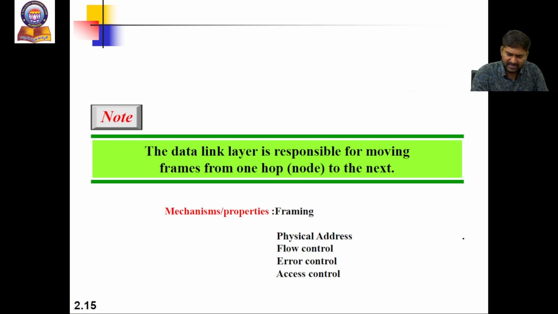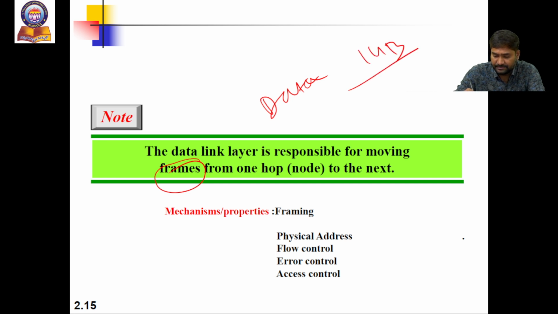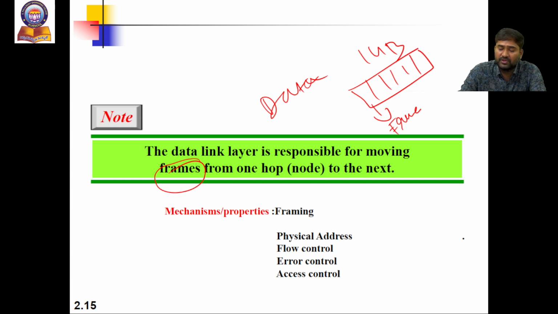In the previous class, I mentioned frames. Frames are nothing but our content. Suppose I have 1 GB of data, it is going to be divided into 10 parts. Each part we name as a frame. It's a small piece of information. Remember that the data link layer is responsible for moving frames from one hop to the next hop.